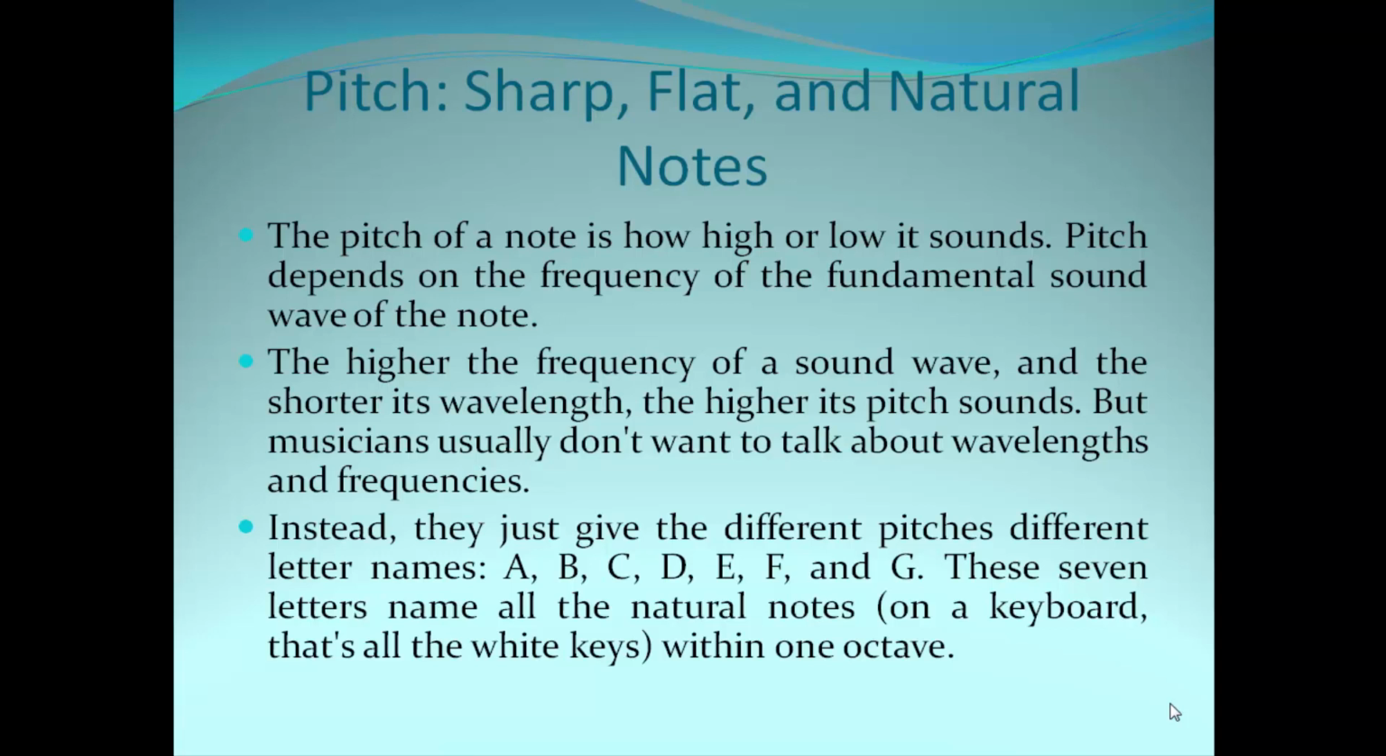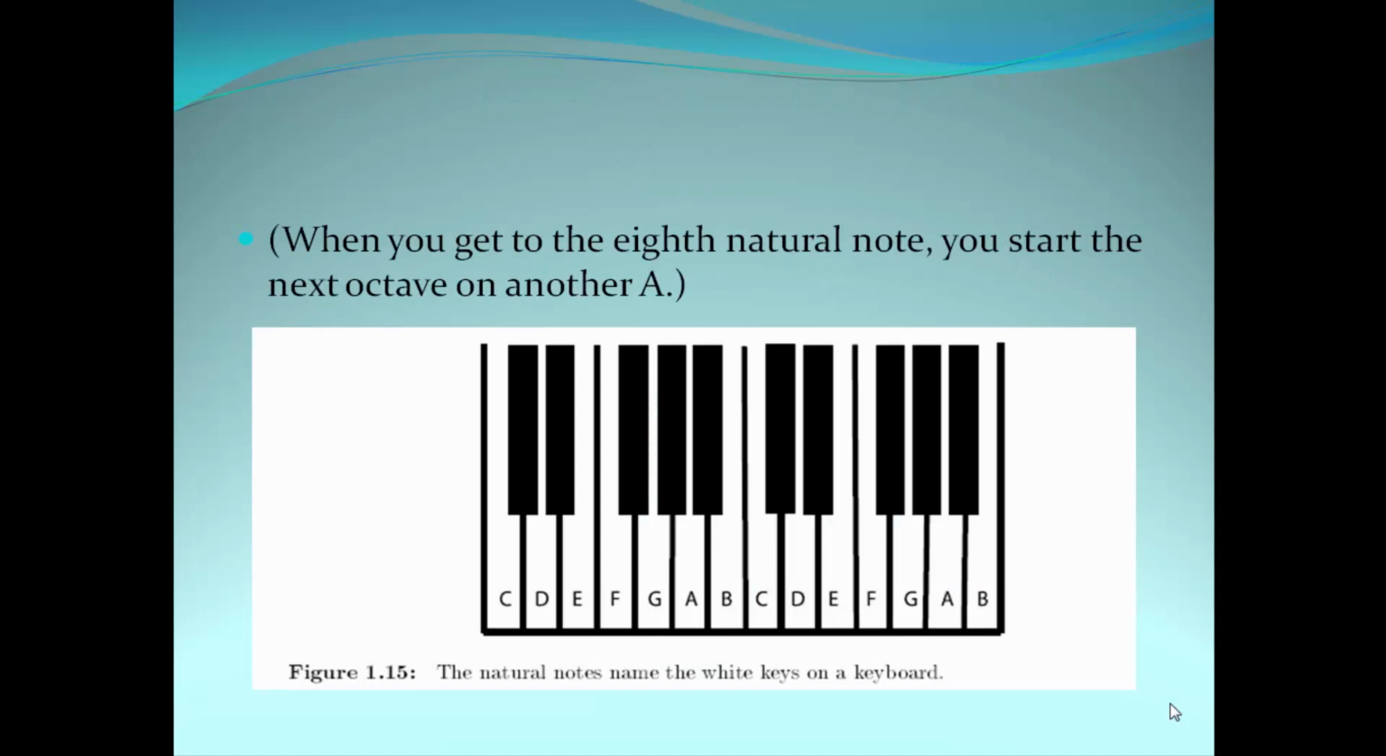On the keyboard, we have black and white keys. So within one octave, when you get to the eighth natural note, you start the next octave on another A. So we have here the white keys: A, B, C, D, E, F, G, and A, B.